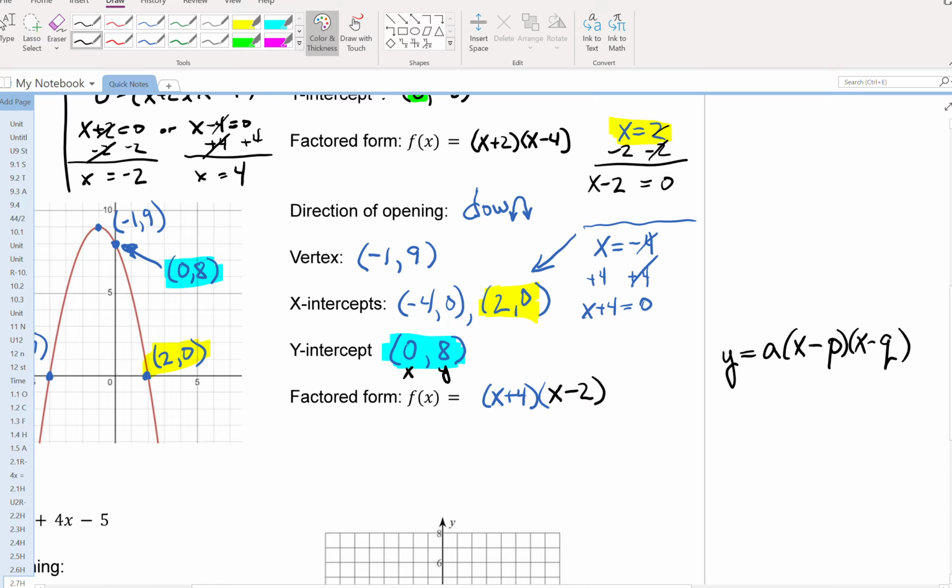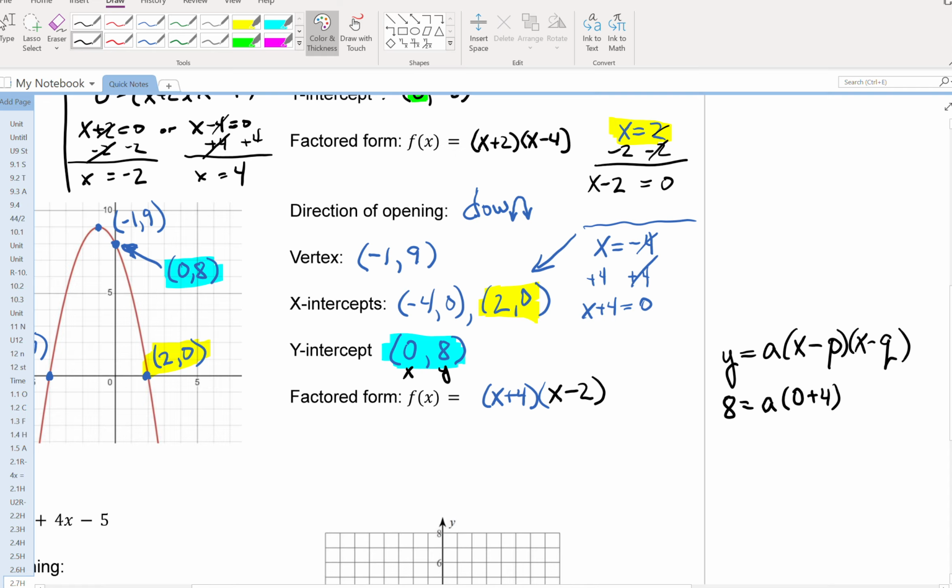And then we're just going to substitute in values. Well, y is 8. So this is 8 equals. The only thing we don't know is a. So I'm going to write a. x is 0. So I'm going to write 0. And then the x-intercepts minus p. That's minus -4. So that's plus 4.